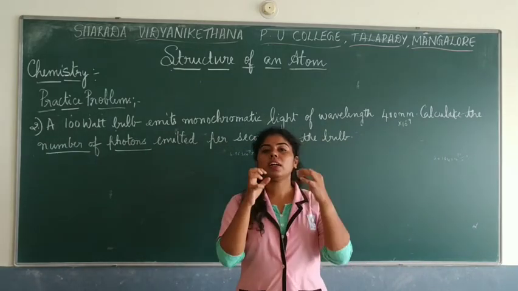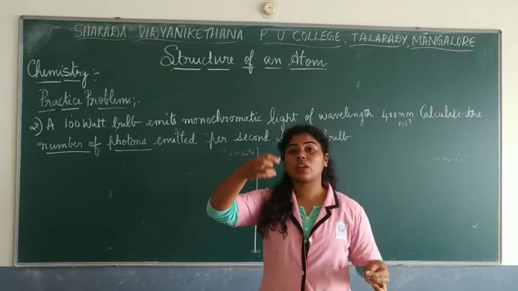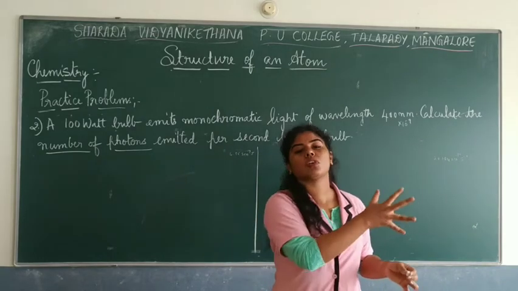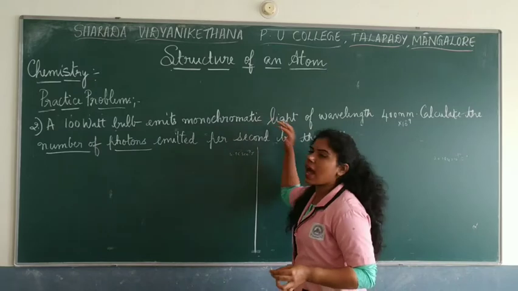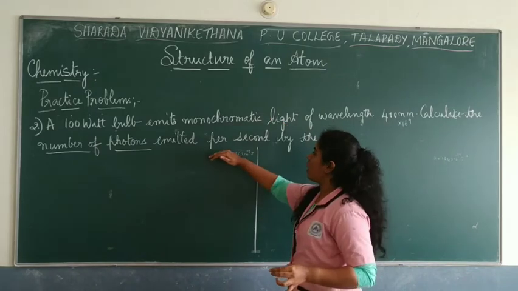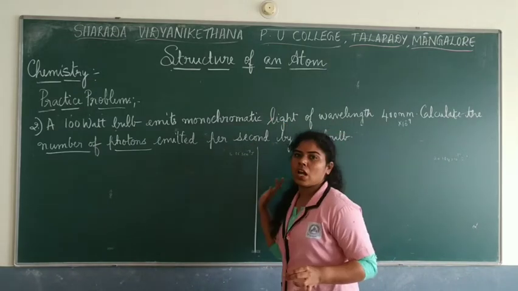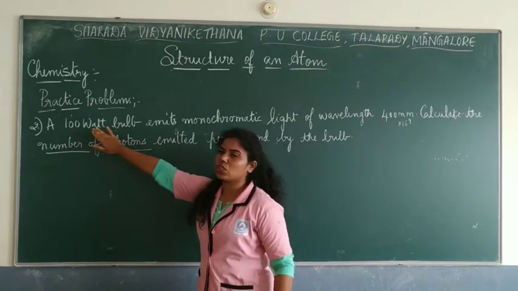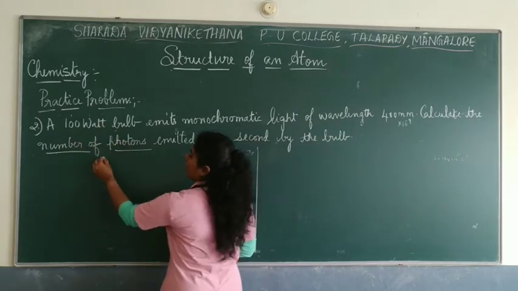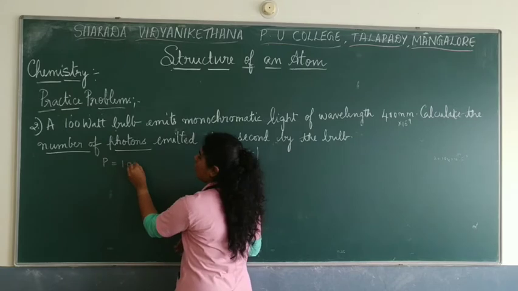So it is not the energy you're calculating, you have to calculate the number of photons. How many photons are emitted by that electromagnetic radiation, per second by the bulb. What's given here? Energy, or the power, is given. How much is it? 100 watts.